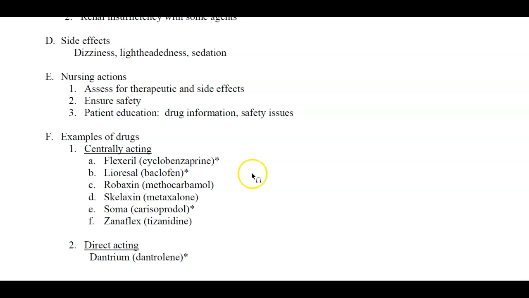Just because of that risk for abuse. So direct acting, these are basically drugs that directly affect the muscle fibers, so it helps with the relaxation of the muscle fibers. The one that you have to remember is dantrolene or Dantrium.